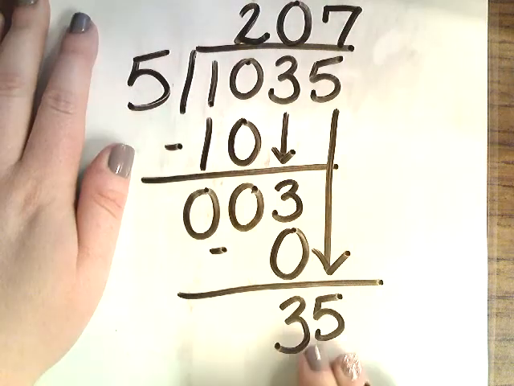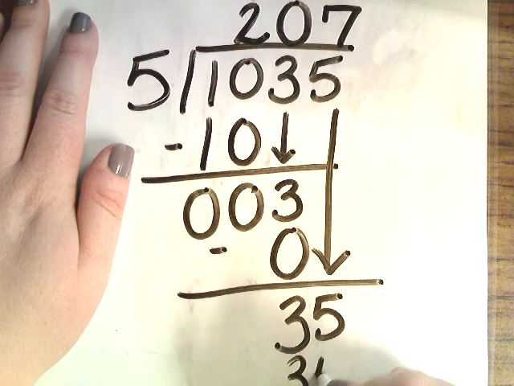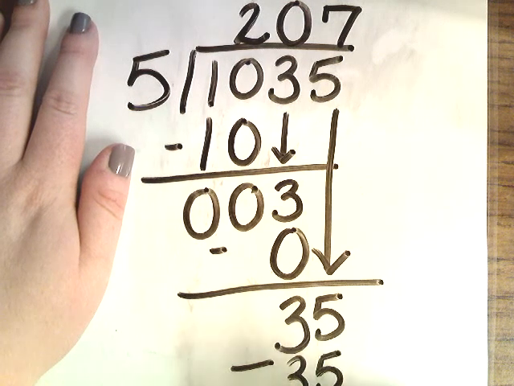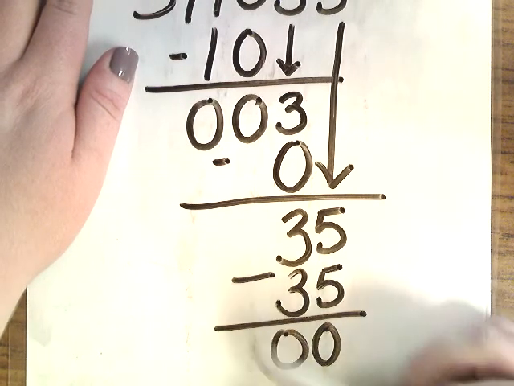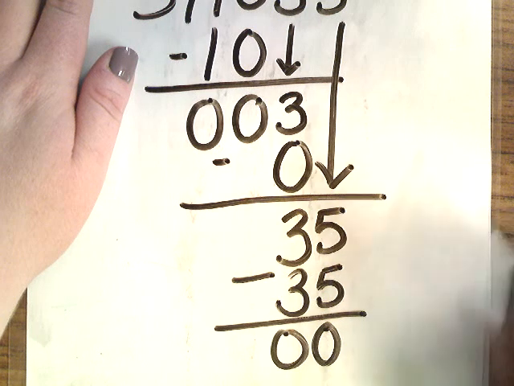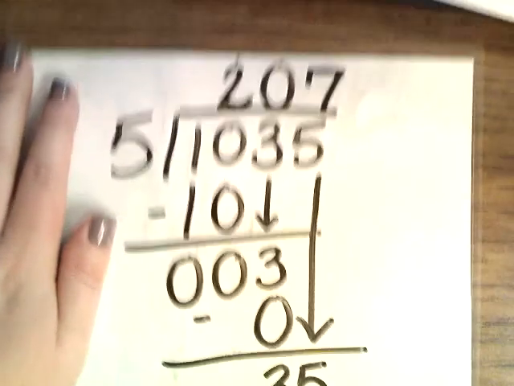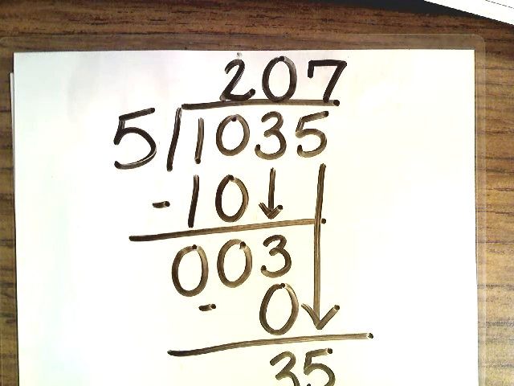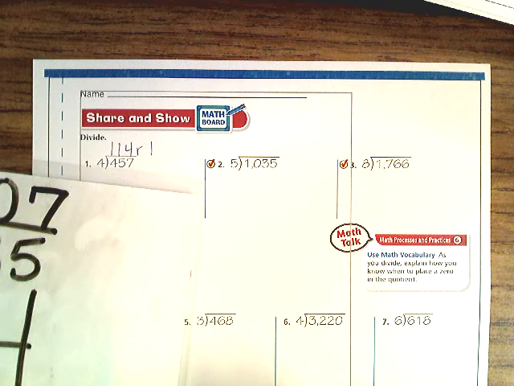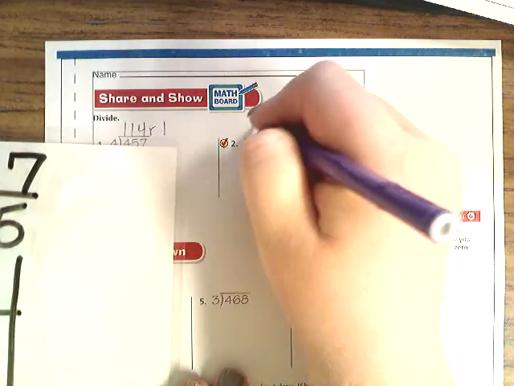7 times 5 is 35, and we subtract, which gives us zeros here. There are no more numbers to bring down. Because this is zeros here and there's no more numbers to bring down, our answer does not have a remainder. So your answer is 207. So I'm going to go back to number 2 on my page here, and I'm going to write 207.